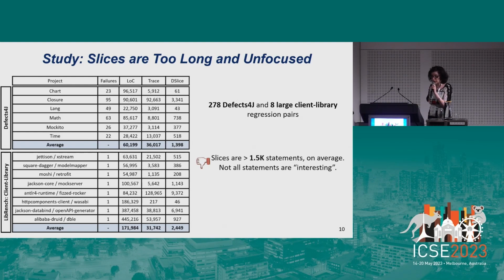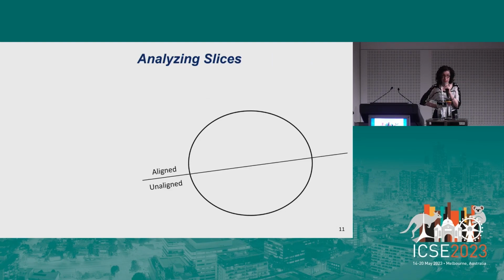So we ran dual slicing on all these benchmarks, and what we observed is that, yes, it works really well. It reduces the focus of the developer from the trace to the slice significantly. But then we saw that slices are still extremely, extremely long, more than 1,500 statements on average, which is still a lot for a developer to comfortably handle. And moreover, we also observed that not all statements in the produced slice are actually really relevant for the failure. Let me tell you what I mean by this.